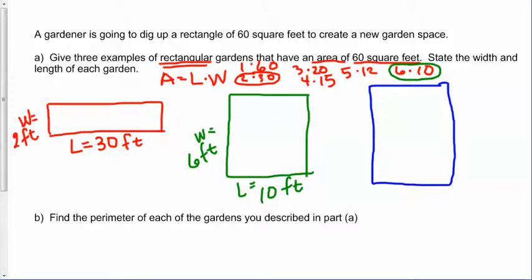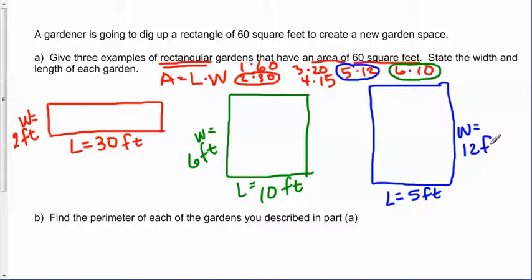Then for the blue one, we need one more combination. And again, we can choose any of the ones we want, but I'm liking this 5 times 12. So since this side seems to be a little bit shorter, we'll keep it consistent and always have our length down here at the bottom. So that length we would say is 5 feet, and the width we would say is 12 feet.